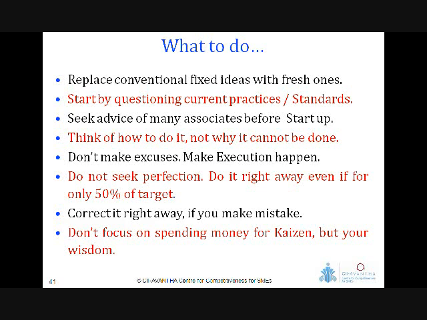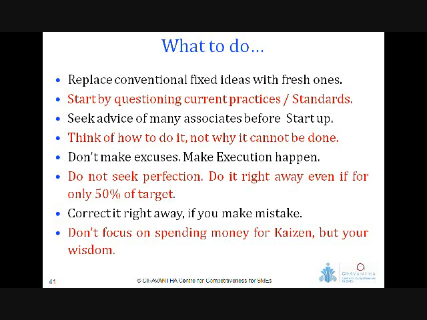Now let's come to what to do. You should question conventional fixed ideas with fresh ones. Start questioning the current practices and standards. Why is it done so? Why can it not be done another way? Seek advice of many associates before startup. Once you are starting to implement Kaizen, have advice of others.